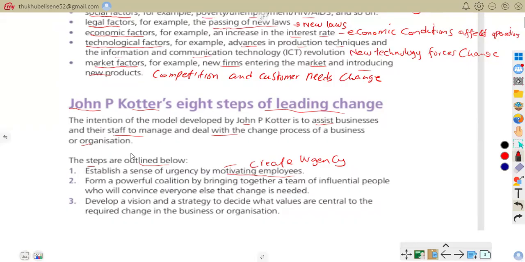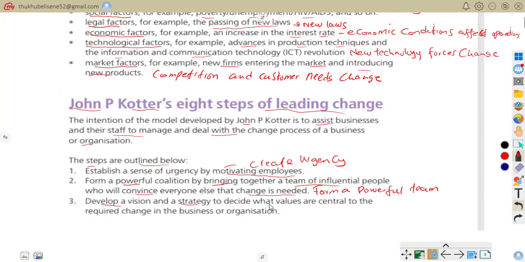So that is that. Form a powerful coalition by bringing together a team of influential people who will convince everyone else that change is needed. Here you form a powerful team. You create a group to lead change. Managers and senior staff lead the process. So that is that.